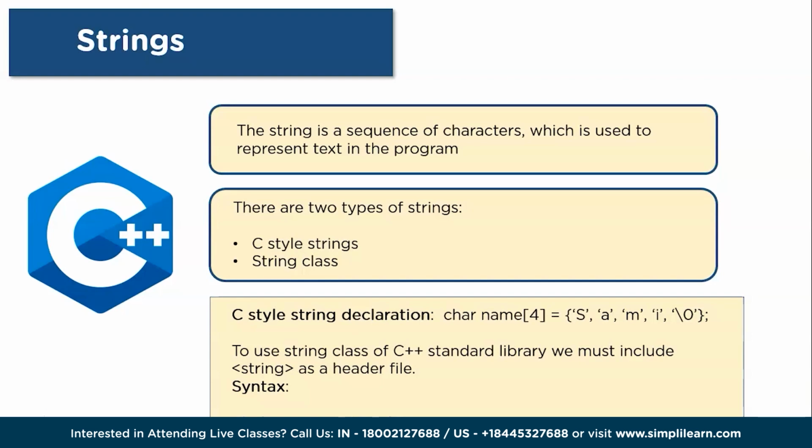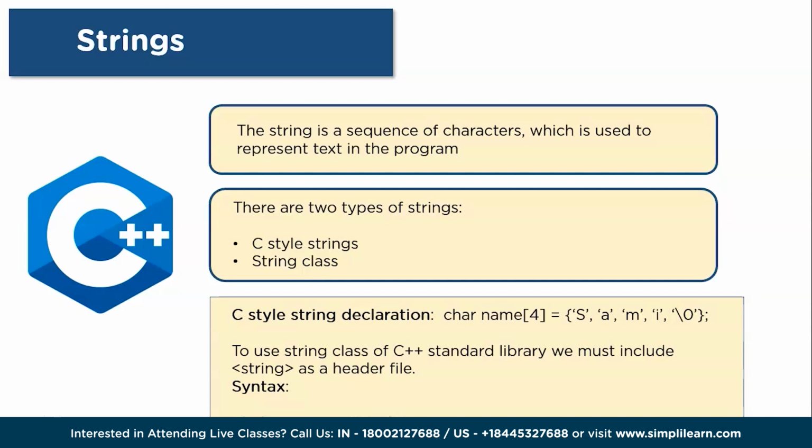C-style strings: in C programming, the collection of characters are stored in the form of arrays. C++ also allows this style. It is a one-dimensional array of characters followed by a null character. Now string class. C++ string is an object of string class. This is a part of standard namespace and is defined in the header.